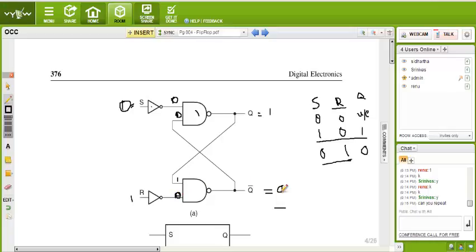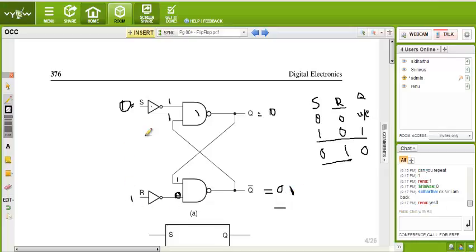Now what will be the output? 1. Good. Now here is 1. Now this 1 is fed here and here also. Now here also, because of that 0, 1 is reached. Now what will be the output of that? Zero. See, now it is stable. The Q is 0 and Q bar is 1.